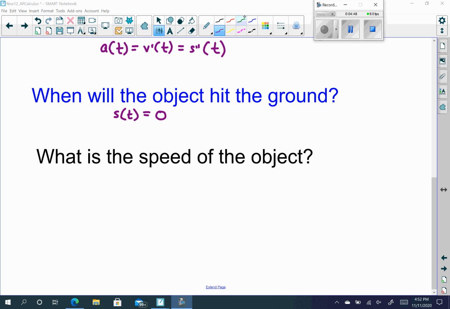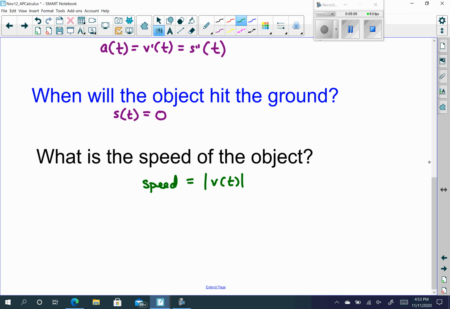And I'm always going to repeat this. How is speed connected to one of the other functions? We don't want to use s. Remember, s is already used for the position function, so we just spell the word how. Speed is equal to the absolute value of velocity.